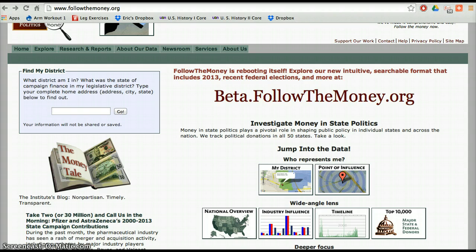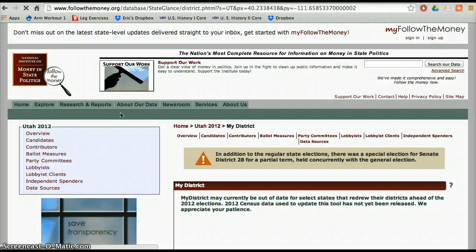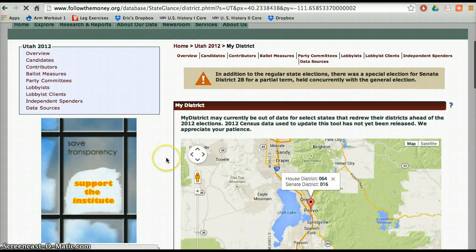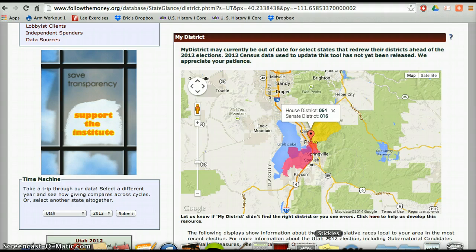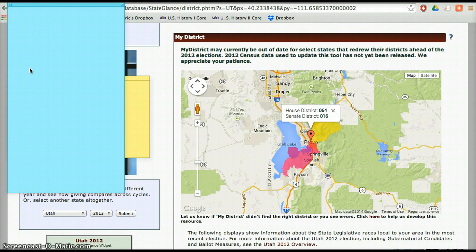All right, so we're starting here. It's just followthemoney.org, and the first thing I'm going to do is go to find my district right here. I'm not going to tell you my actual address, but I'm going to say that I live in Provo, Utah. I'm going to hit go. All right, and from right here it says I am in House District 64 and Senate District 16. So I'm going to write that down because that will be important.